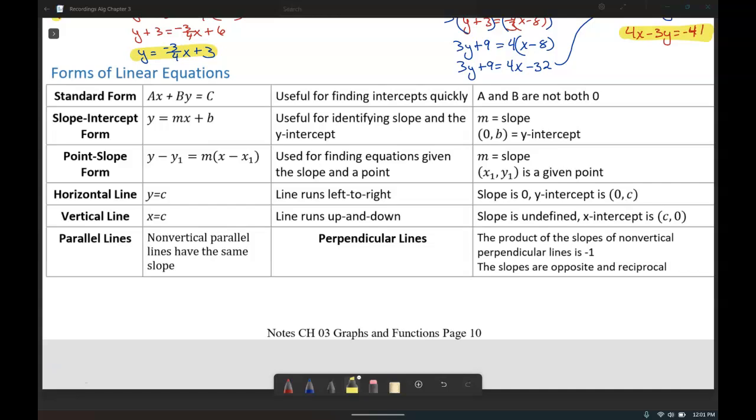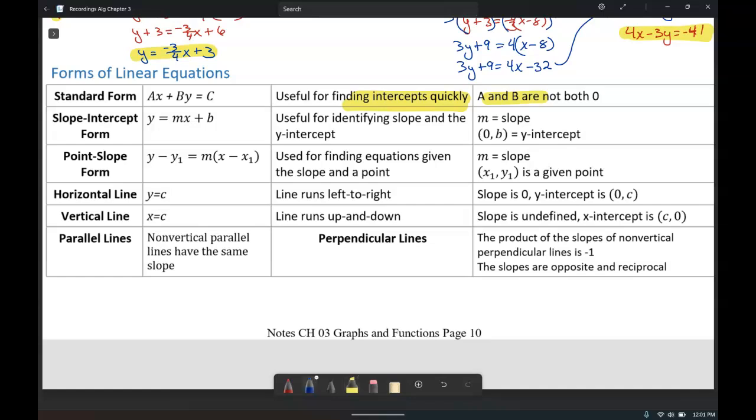This chart here just summarizes all the different forms of our linear equations. So here we have standard form, and it's useful for finding x and y intercepts really quickly. The only rule is that a and b cannot both be 0, otherwise we don't have standard form anymore. We don't actually have a linear equation anymore.